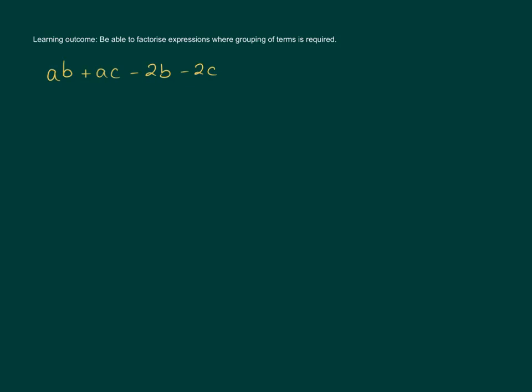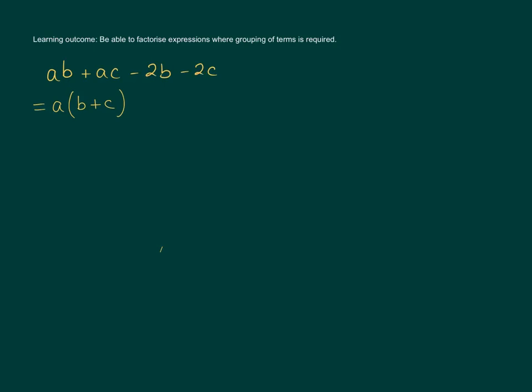But if you look at the first two terms, you can see that a is a common factor. So let's try taking a out as a common factor here. So a times b gives you ab, and a times c gives you ac. Now over here, look at what the common factor is. You'll see that 2 is a common factor, or you may need to put in minus 2.